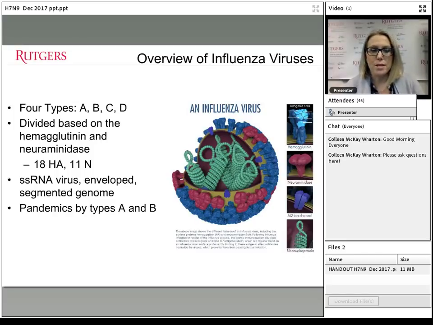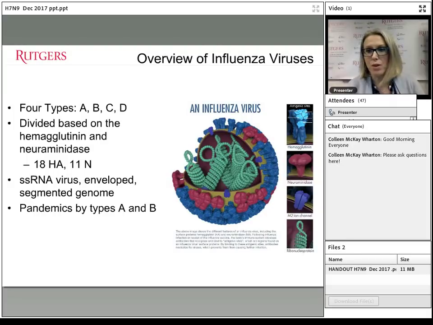Influenza virus is a single-stranded RNA virus. It has an envelope. The envelope is that circular portion of the virus you see where the hemagglutinin and the neuraminidase are located, and it has a segmented genome. And as we talk in the webinar today, the segmented genome is really important because it allows the influenza virus to share single genes between different viruses that can then all be packaged and create a new unique influenza virus.